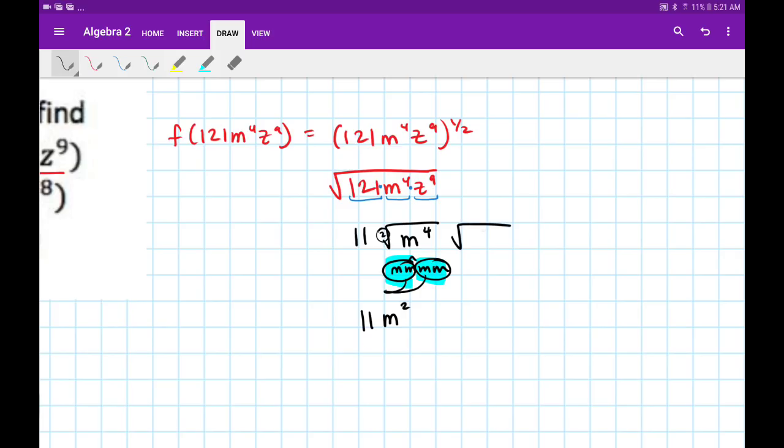All right, now the square root of z to the 9th. So we're trying to find out how many pairs of z's to pull out. If it's helpful to write out the 9 z's, that's totally fine.